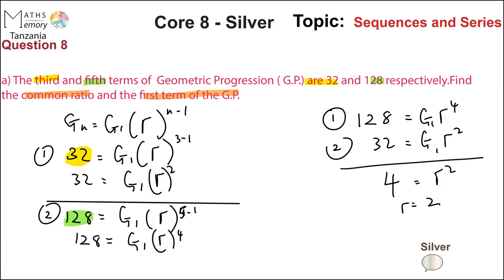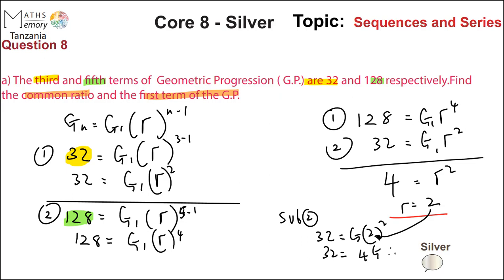So if R is 2, let's plug this back in to find the corresponding value. The other one would be G1 over here. Let's just underline this so we don't forget: R is 2. So for G1, let's plug in what was easiest, I think equation number 2. So 32 equals G1 times 2 squared. So 32 equals 4 G1, therefore G1, the first term of this geometric sequence, would equal 32 divided by 4, which would be 8.